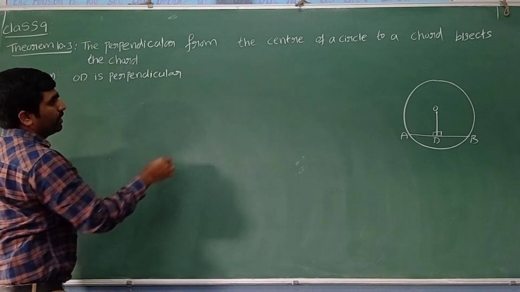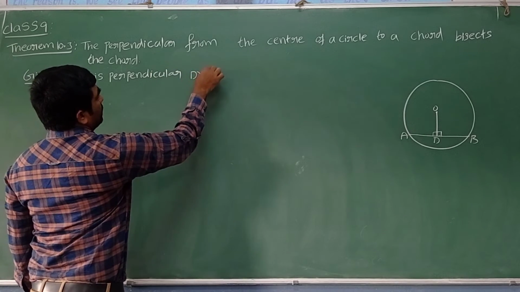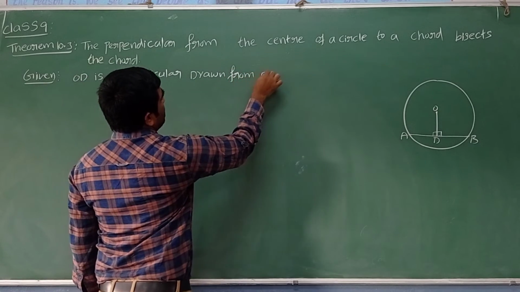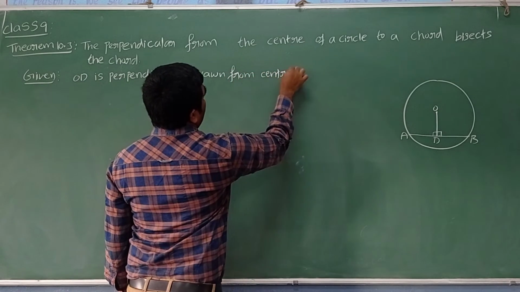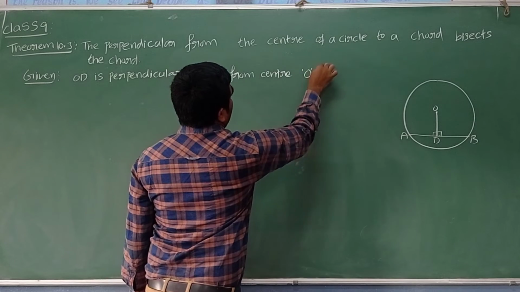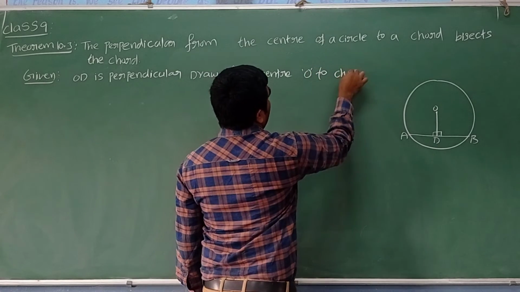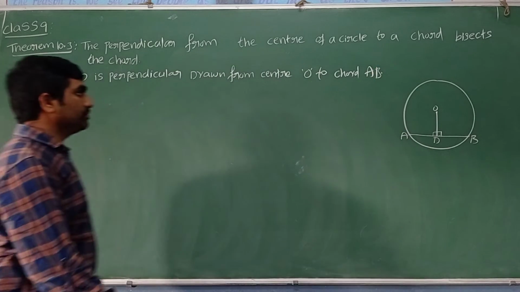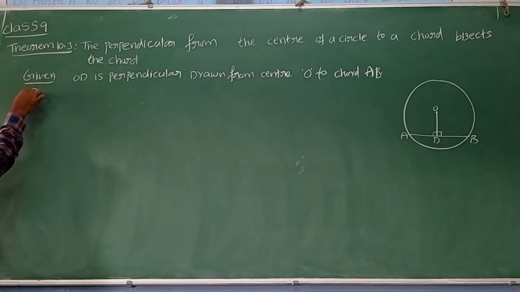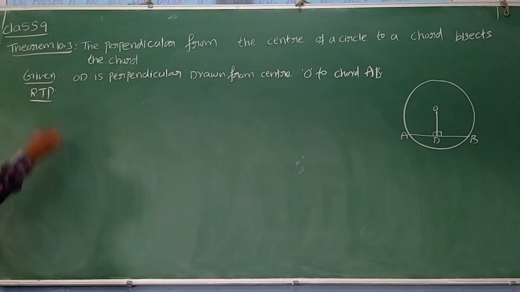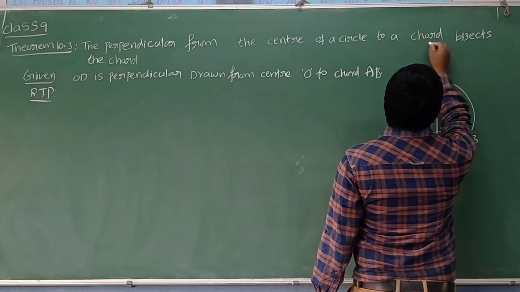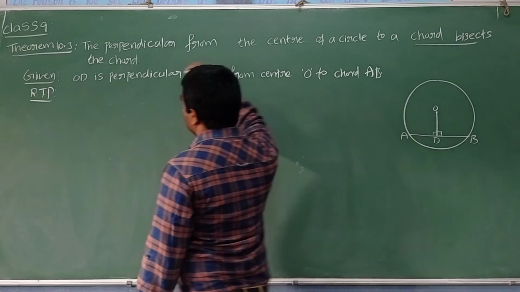OD is the perpendicular drawn from where? Sir, it is drawn from center O to chord AB. Then what are they asking you to prove? Yes, we are required to prove that it bisects the chord.